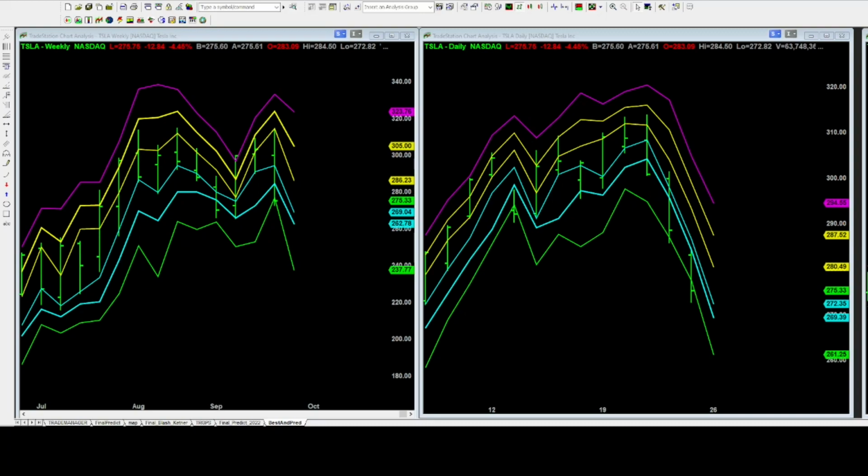But as I mentioned before, it still has a possibility of an additional drop, at least dropping to this $262.